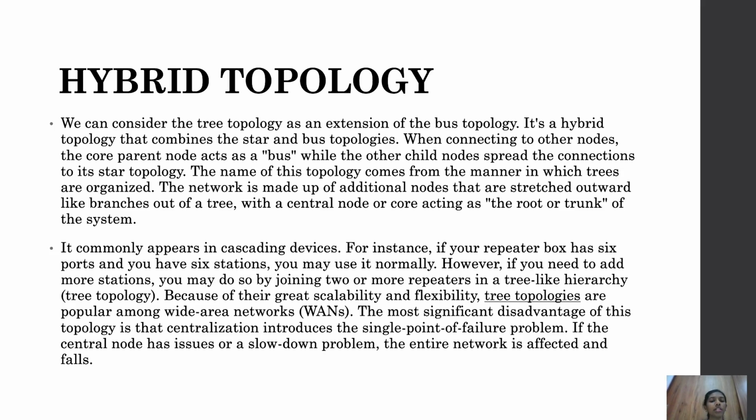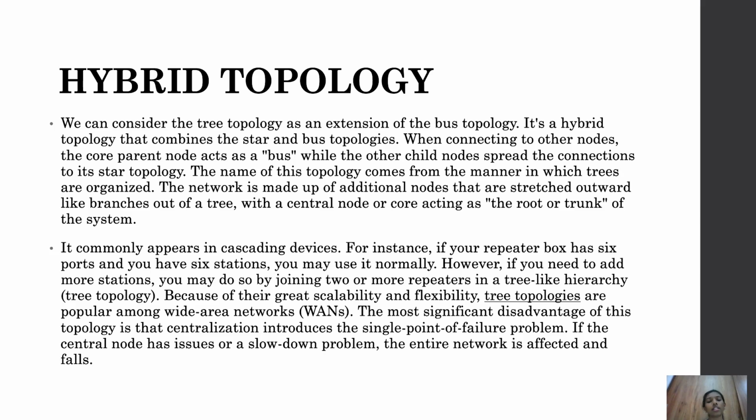It commonly appears in cascading devices. For instance, if your repeater box has 6 ports and you have 6 stations, you may use it normally. However, if you need to add more stations, you may do so by joining 2 or more repeaters in a tree-like hierarchy. Because of their great scalability and flexibility, tree topologies are popular among wide area networks.